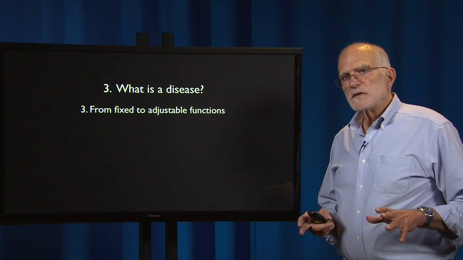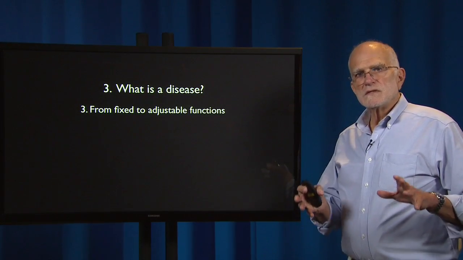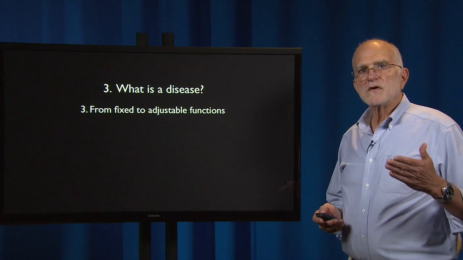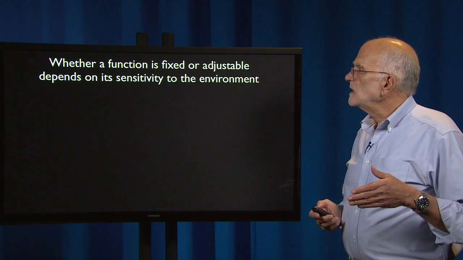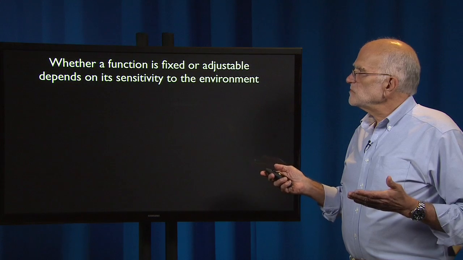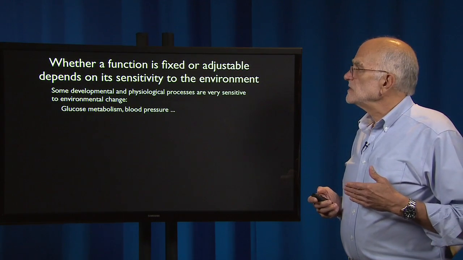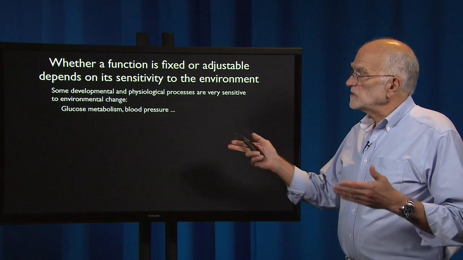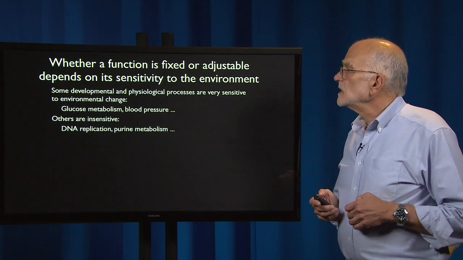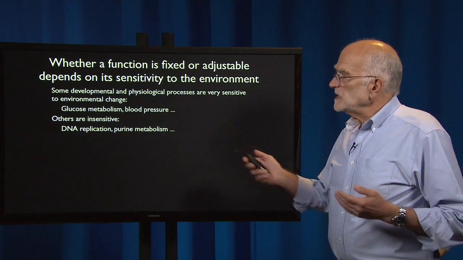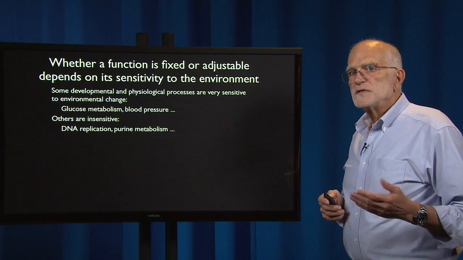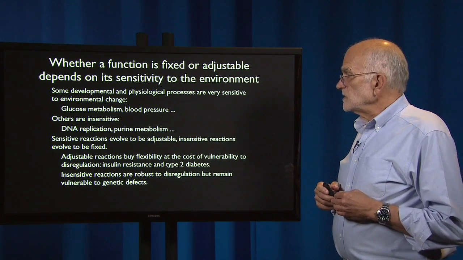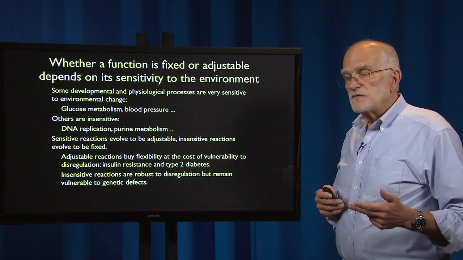Another factor that determines the way a disease is expressed has to do with whether the functions that it is affecting are fixed or adjustable. And whether a function is fixed or adjustable depends on its sensitivity to the environment. Some developmental and physiological processes are very sensitive to environmental change. That would include glucose metabolism and blood pressure. Others are rather insensitive. For example, DNA replication and purine metabolism are not very sensitive to the environment. Sensitive reactions evolve to be adjustable, and insensitive reactions evolve to be fixed.